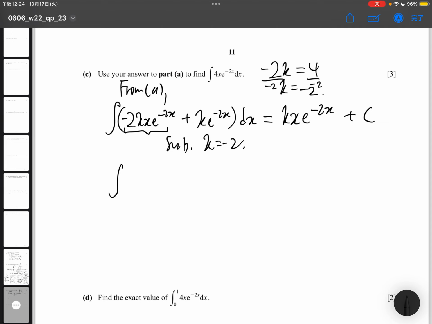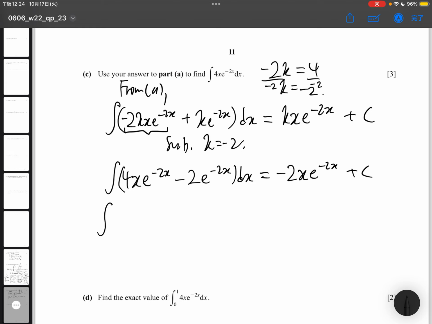So the integral of... Sorry, my integral sign is not very nice. I want to make it nicer. So it'll be 4x e to the power negative 2x. K is negative 2, so that one is negative 2, 2x dx. Negative 2x e to the power negative 2x plus c. Then I can split this into two separate integrals, minus integral of 2e to the power negative 2x dx. So this is negative 2x e to the power negative 2x plus c.